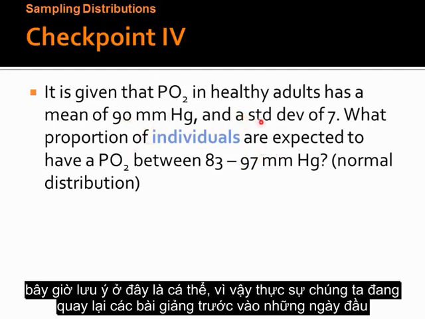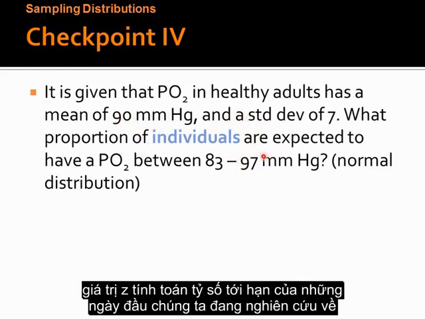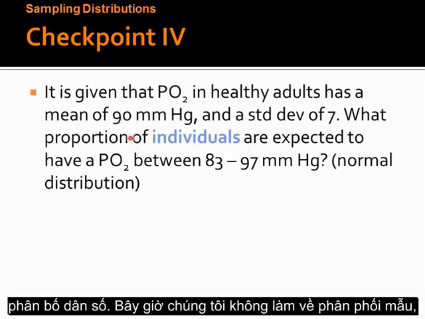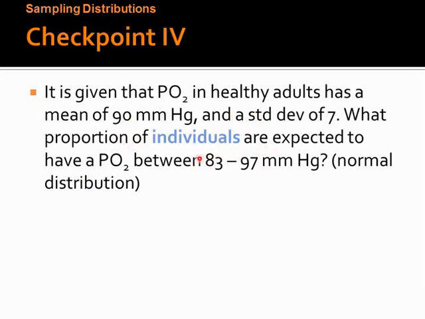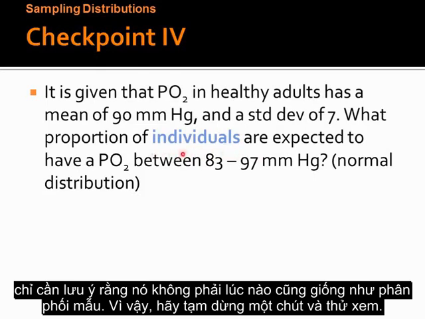So actually we are going back to the previous lectures, the early days, the z value calculations, or the critical ratio of the early days. We are working on the population distribution now. We are not working on the sampling distribution. Okay, so this should be much more straightforward. Just to keep in mind that it's not always the sampling distribution. So pause for a moment and give it a shot.